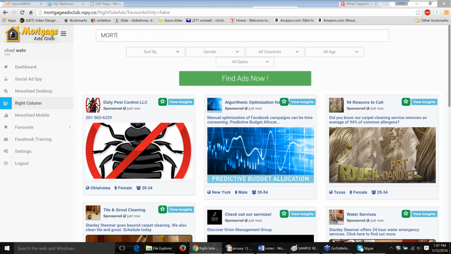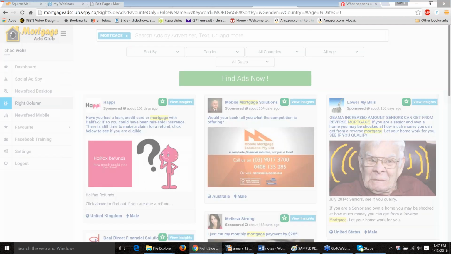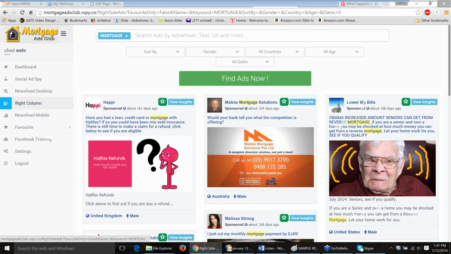But if I just type out the word mortgage, or I could even put the word home loan in, and just click find ads now, I'm going to be looking at the right column instead of ads that are showing up on the news feed. So I'm going to get a completely separate grouping of ads. Okay, so now I can see here, lower my bills, and check this out, guys.